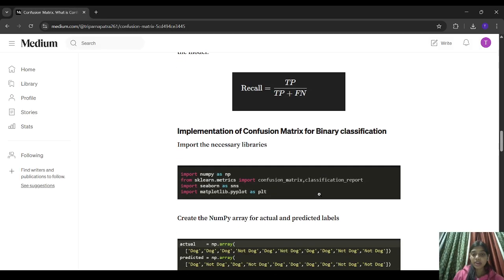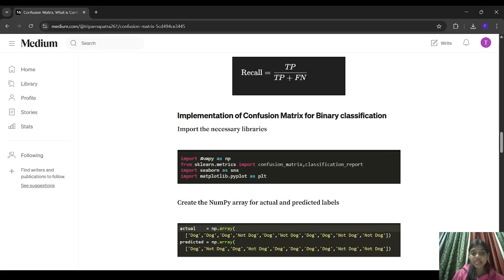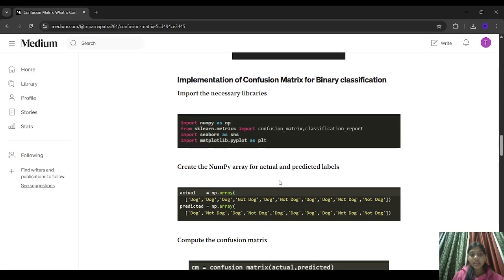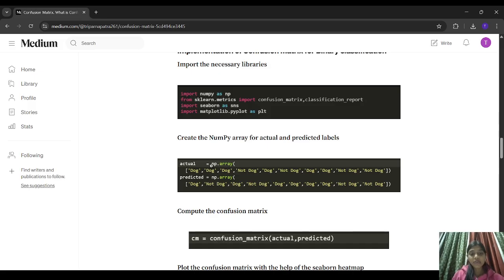Implementation of the confusion matrix: we can implement it using Python. These are some basic libraries. We have imported NumPy as np. From sklearn.metrics we have imported confusion_matrix. Then we have imported seaborn as sns and matplotlib as plt. Then we have taken some values, stored in arrays as actual values and predicted values.